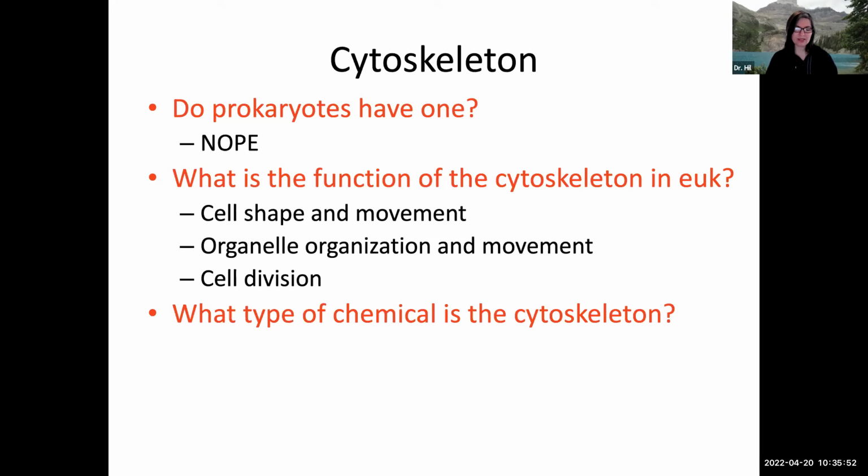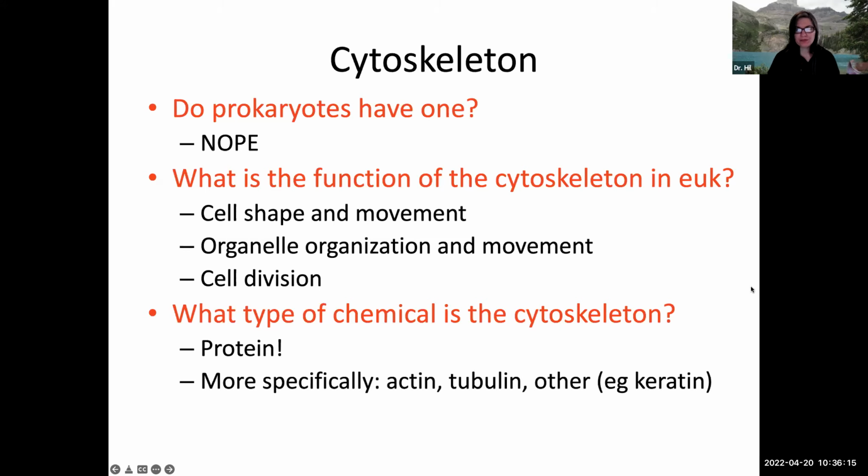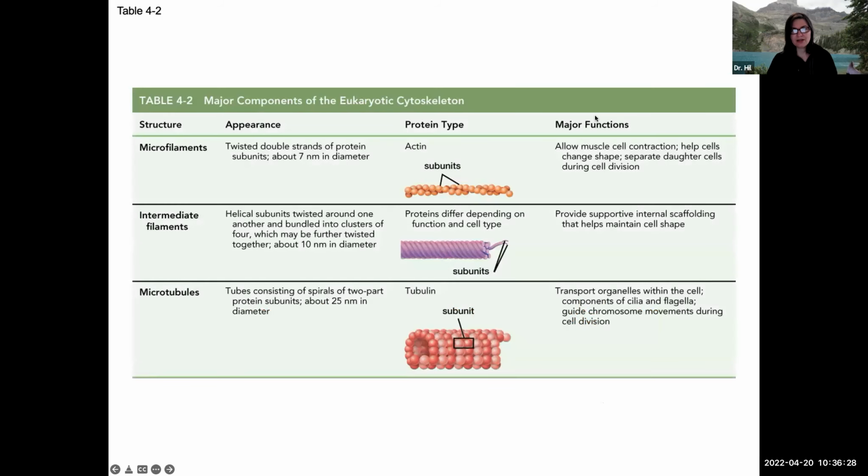All of these components of the cytoskeleton with all these myriad of diverse functions are made of what? What is the chemical composition of the cytoskeleton? Yes, that's right. They are made of protein, correct. And more specifically, microfilaments are made of actin protein, microtubules are made of tubulin protein, and then intermediate filaments are made of other things.